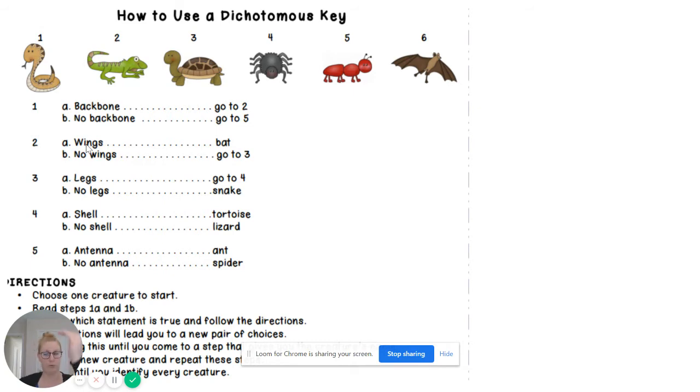Again, I see number 2A or number 2B. Does it have wings or no wings? Well, in this case, it has no wings. So I'll go to step number 3. Legs, it has legs. We would go to step number 4, and then we ask, does it have a shell or no shell? In this case, it doesn't, which brings us to determine it is a lizard.